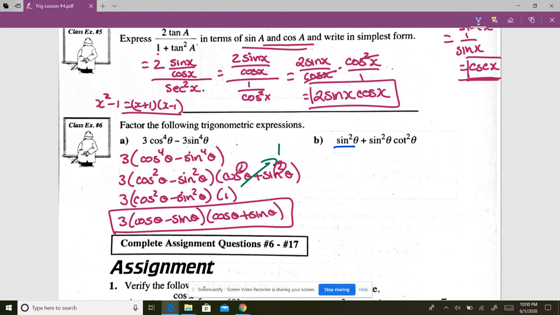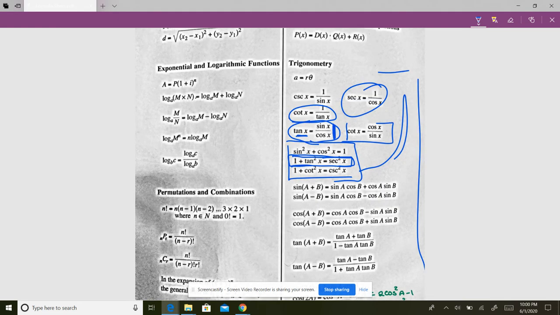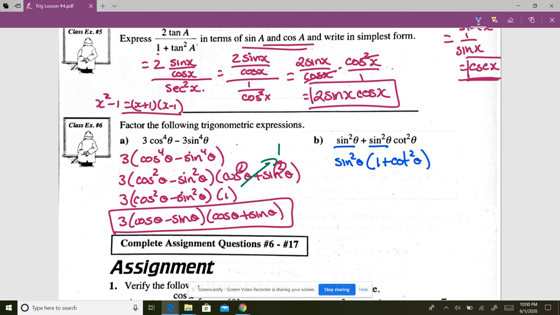Hopefully you realize you factor out a sine squared. Sine squared theta, I'm left with 1 plus cotan squared theta. We have a trig function squared with a plus 1. So 1 plus cotan squared is cosecant squared. So I can rewrite the inside as cosecant squared theta. All right, what is cosecant?